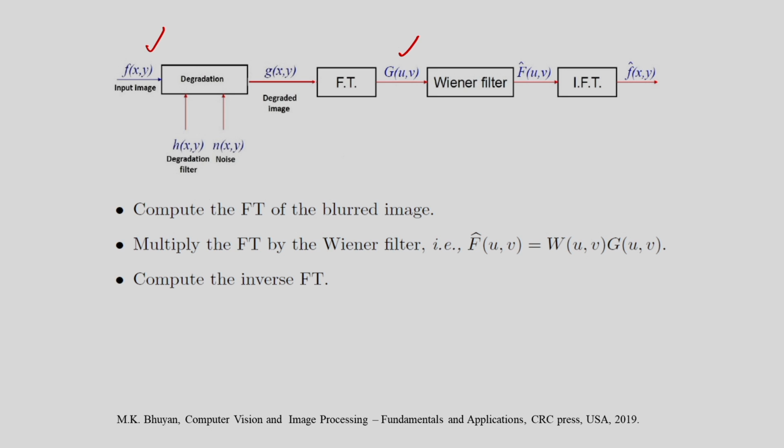So the steps are like this: compute the Fourier transform of the blurred image, multiply the Fourier transform by the Wiener filter, which I have already explained. And after this, finally we have to take the inverse Fourier transformation to get the restored image. This is the brief discussion about the Wiener filter.